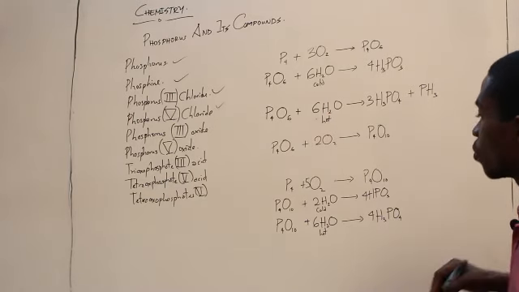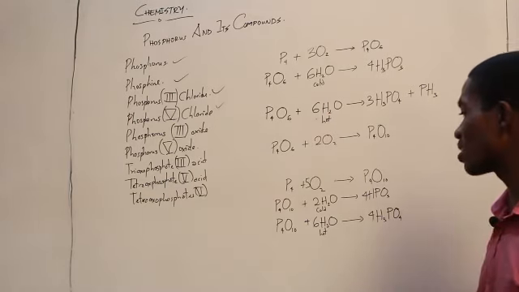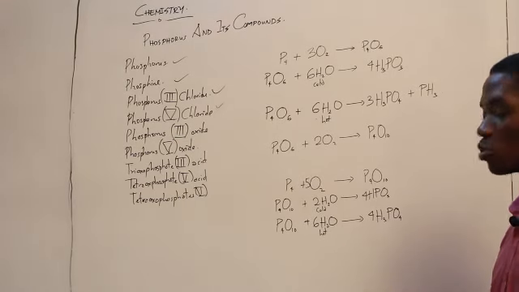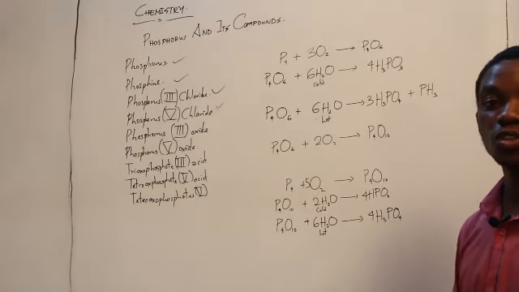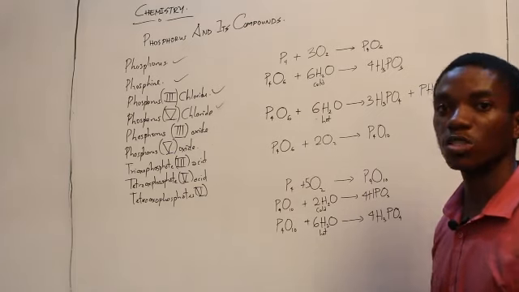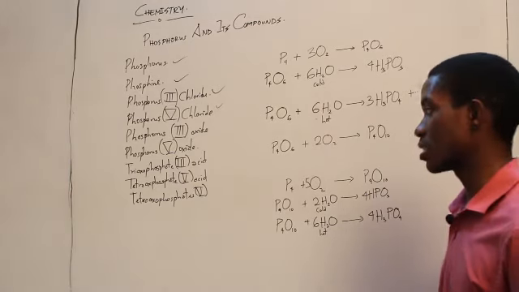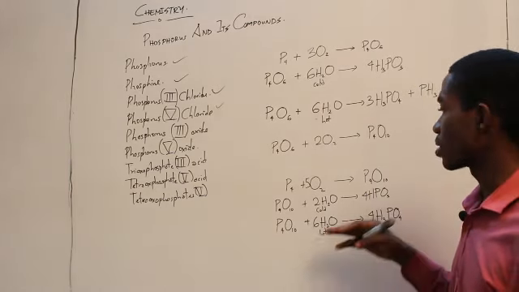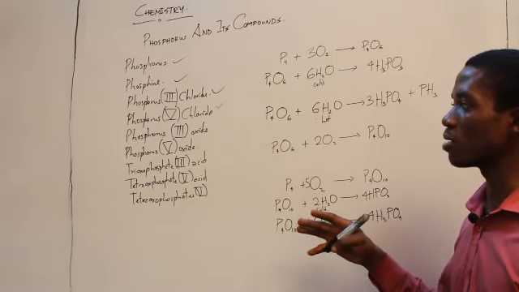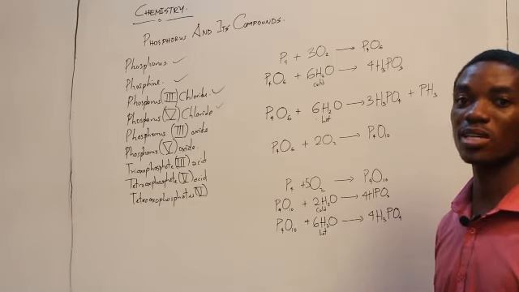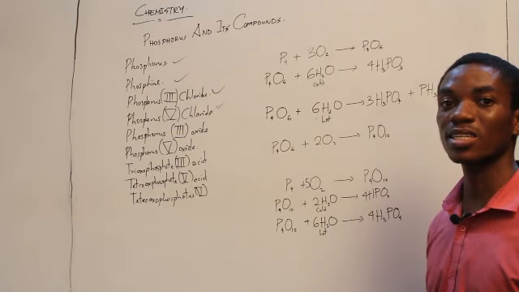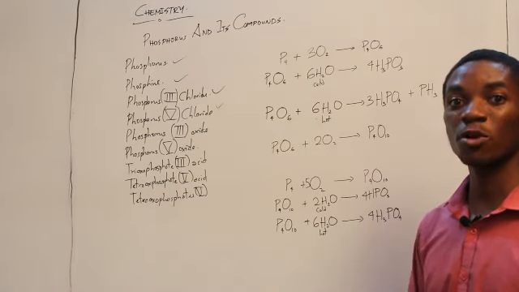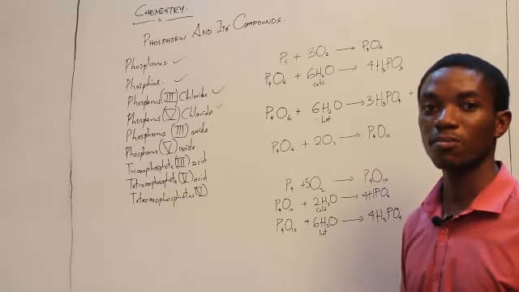And if you go ahead to react it with hot water, it will produce tetraoxophosphate 5 acid. So those are the reactions that have to do with phosphorus oxides. These phosphorus oxides are also used in testing of certain chemical components. They are laboratory reagents. That's what we use them for.